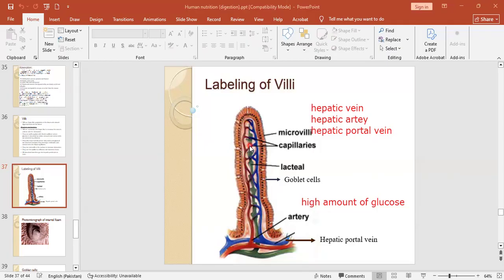But the fatty acid and glycerol are actually larger molecules. They cannot be absorbed into the blood capillaries. How will they go into the blood now? Okay, or how would they go out of the small intestine? Okay, how will they reach the cells, right? So there is another type of system that is known as the lymphatic system. Lymphatic system is another type of transport system.